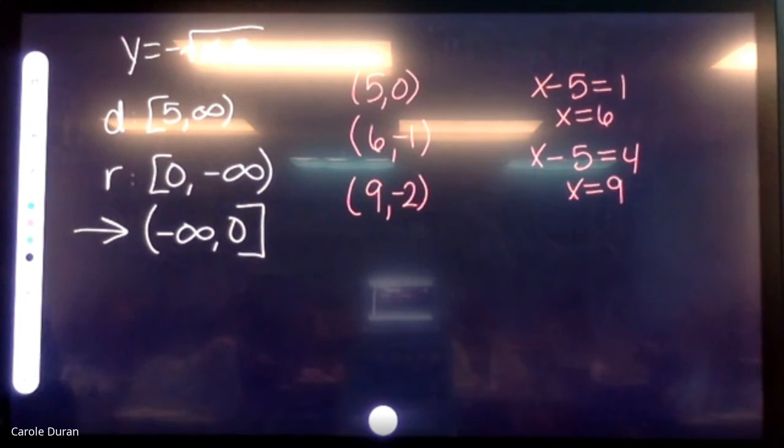I know. Okay, so when I plugged this in, I got 6 as one of my x values. When I plugged it in, I got negative 1. Then I got 9 as my other x value. When I plugged it in, I got negative 2. Who else has these 3 points on their paper that they found? Is anybody confused by how I found those 3 points? Okay, so now we just graph it and we're done.